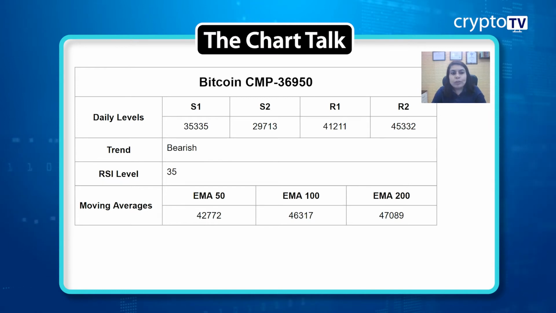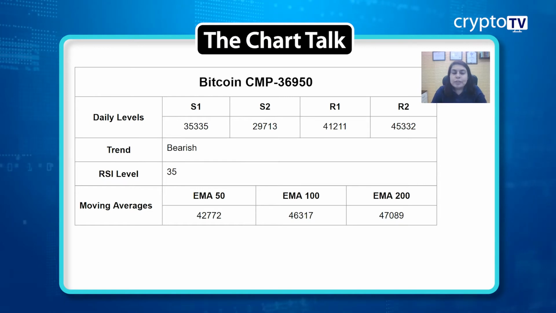Now the downtrend is also confirmed by the RSI level. The RSI is currently at 35. When the RSI is at 30 or below 30, you consider that area as an oversold area. So we might see some reversal, some price movement, once the RSI starts moving towards the upside.